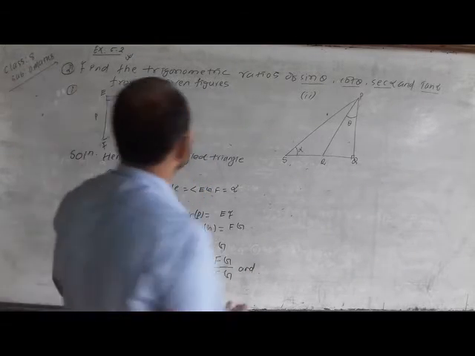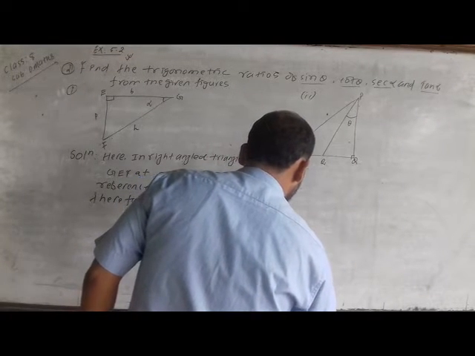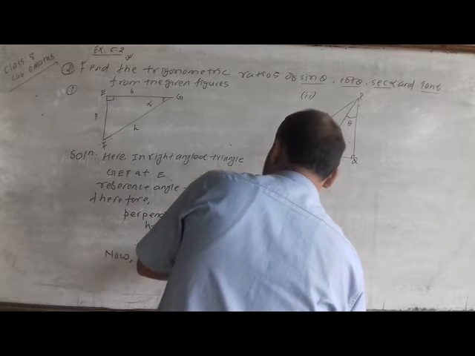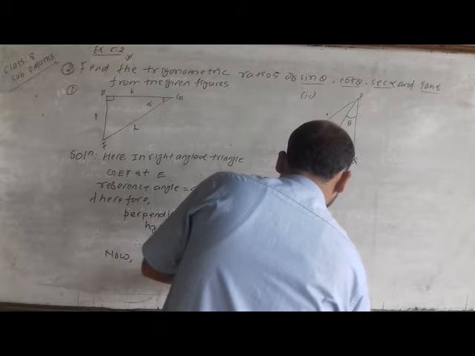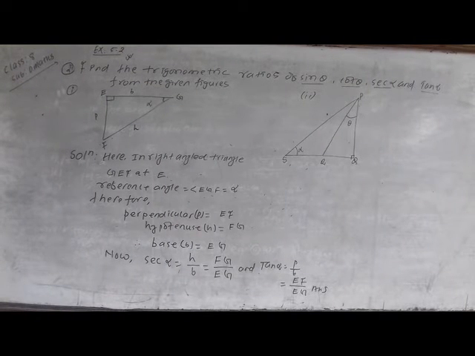Then we have tan alpha. What is the formula of tan alpha? P by B. So what does P represent? EF. And what does B represent? EG. My dear friends, in this way you should find the trigonometric ratios of sec alpha and tan alpha from the first triangle. Okay, all of you take one screenshot from here. This is very simple, and these types of questions are asked in group B for 2 marks.